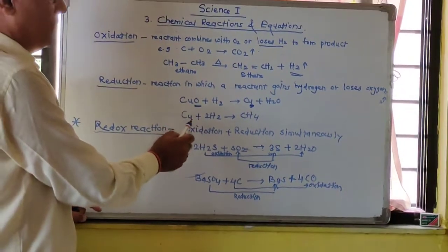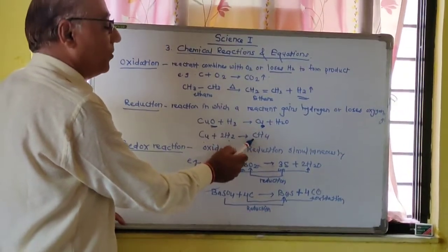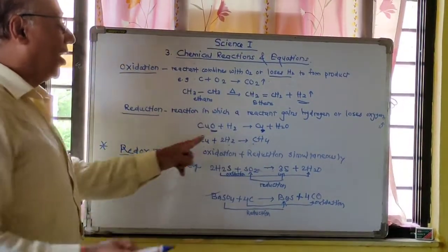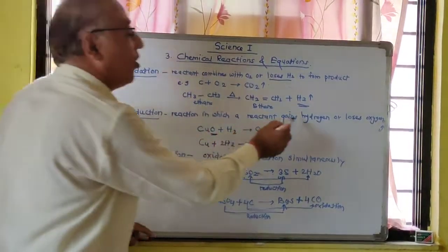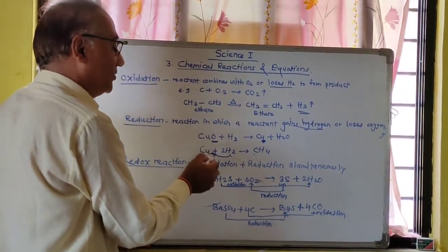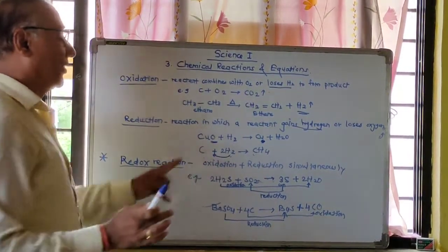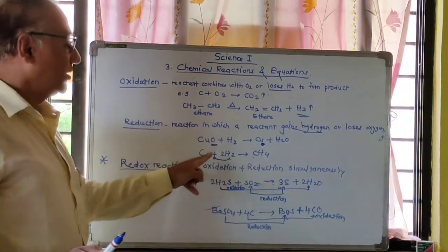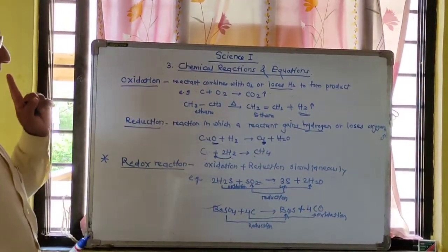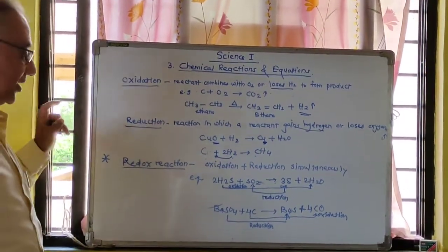Second one, when carbon is reacted with hydrogen gas, we find that there is a formation of methane. The formula of methane is CH4. Now here there is a gain of hydrogen. Here this hydrogen is combined with the carbon. So this reaction is called a reduction reaction. Now this is the difference between oxidation and reduction reaction.